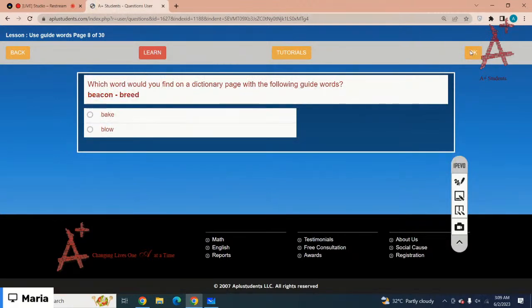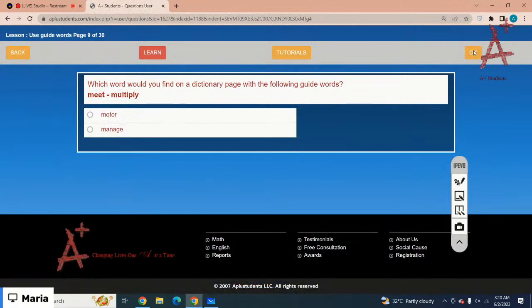Okay, which word would you find on a dictionary page with the following guide words beacon or breed? So which word is on the same page, bake or blow? It would be blow, because bake, A is before E, so it would be blow. L is between E and R.